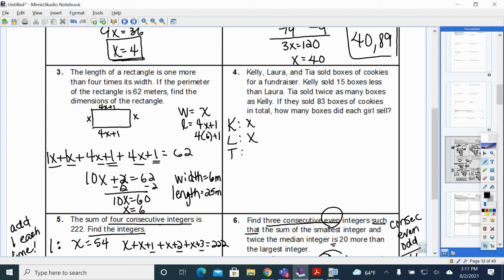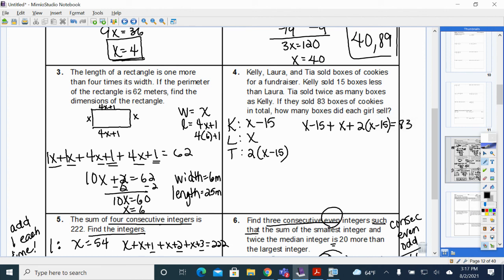Kelly sold 15 boxes less than Laura. So we're going to take Laura's amount and we're going to subtract 15. Tia sold twice as many boxes as Kelly. So 2 times that X minus 15. And then all together, they sold 83. So all you have to do at that point is take the X minus 15 plus the X plus the 2 times X minus 15, and that's going to give you 83.